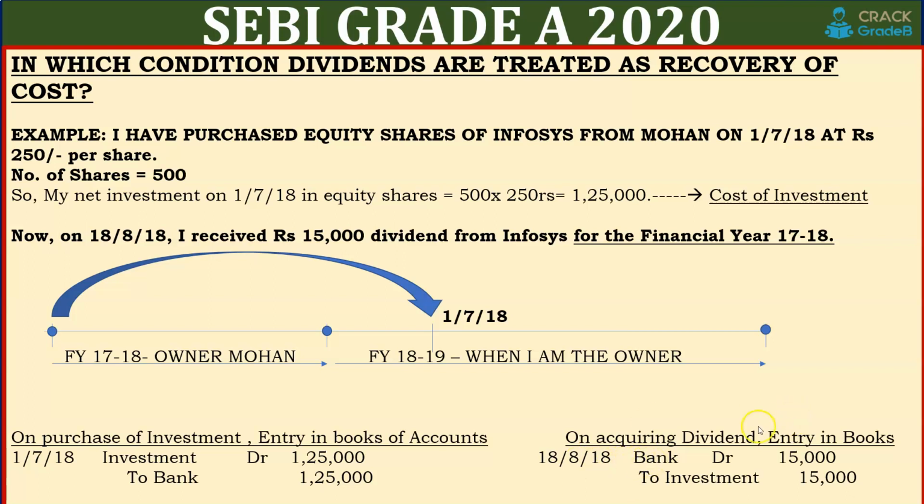Okay, so now since on 18/8/2018 we have received the dividend, we will on that day make an entry in the books of accounts: bank account debit. Why are we debiting bank here? Because the dividend will be received in the bank. So bank will increase with 15,000, right? And investment: earlier we debited investments with 1,25,000. Now to decrease the cost of investment, we subtract from it, so we will credit it. So the net effect will be investment to bank with this 1,25,000 minus 15,000. That will be our net investment. Okay.